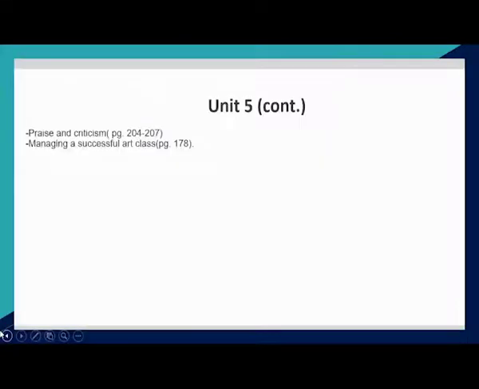Especially when it comes to positive criticism, it's always a plus. The other important point here is managing a successful art class. This one is only the page which is given there, but we discussed it before.